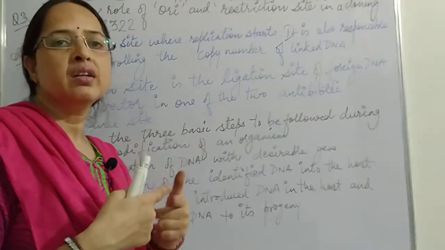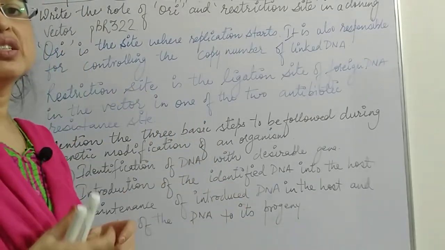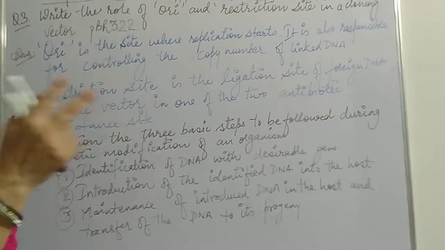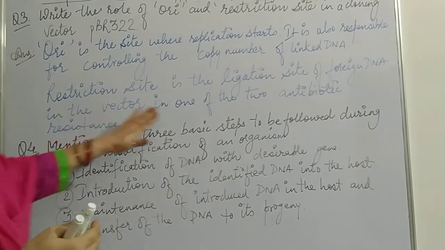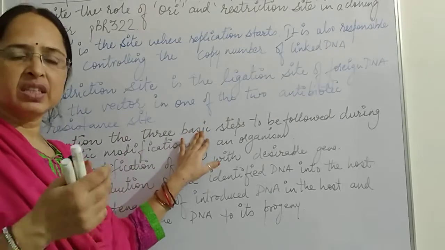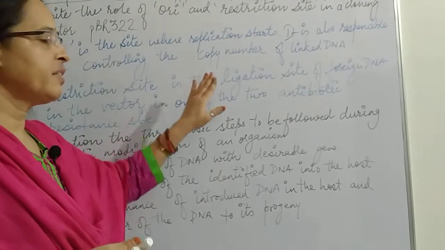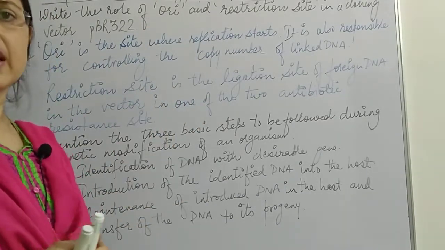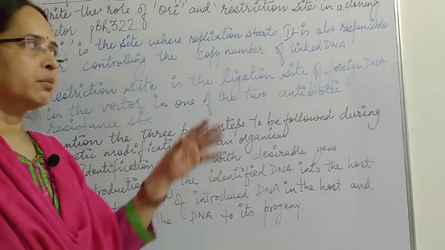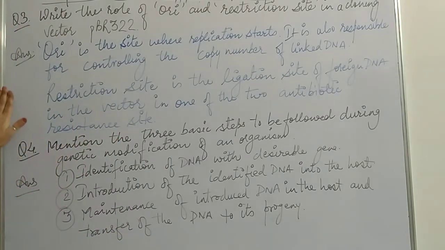When we are joining the foreign DNA into the vector DNA, that site is called the restriction site, where the restriction endonuclease has cut the DNA. So it is one of the two antibiotic resistance sites. We have seen the diagram of the pBR322 vector. In that we have seen resistance sites are there, antibiotic resistance sites, ampicillin and tetracycline. So out of these two, any one can act as the restriction site. So now this is the answer of this question number 3.